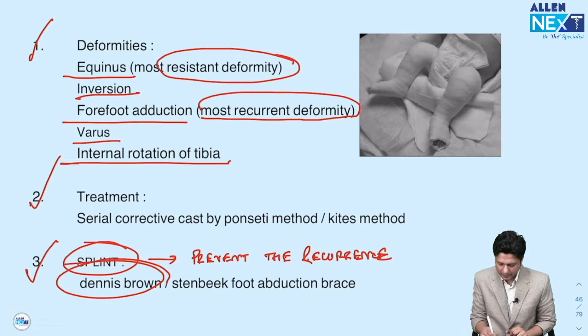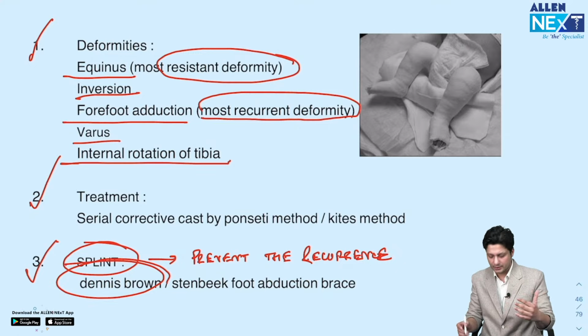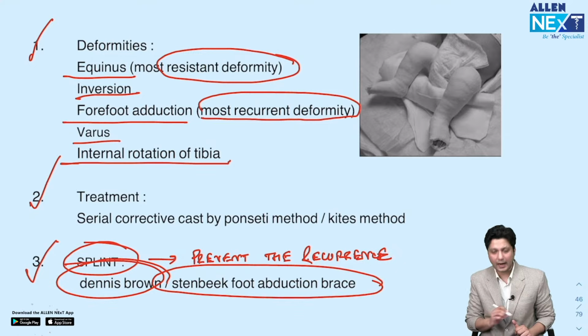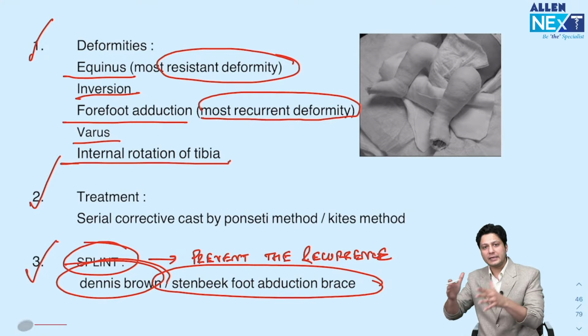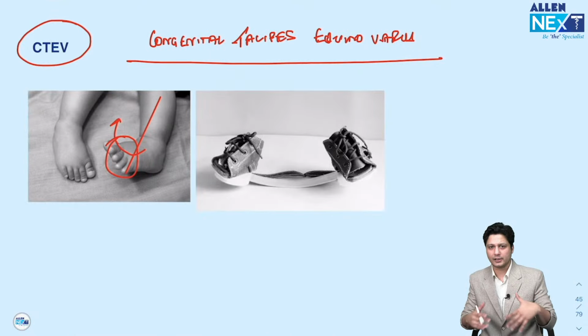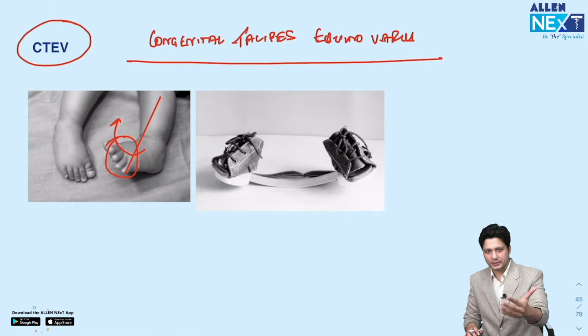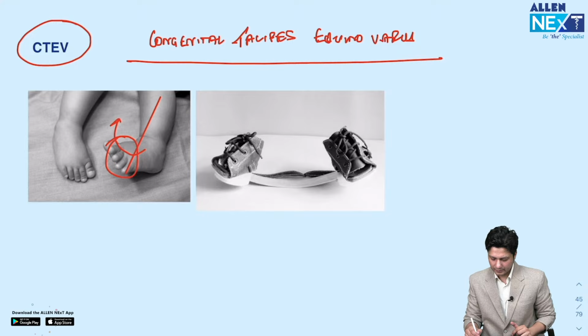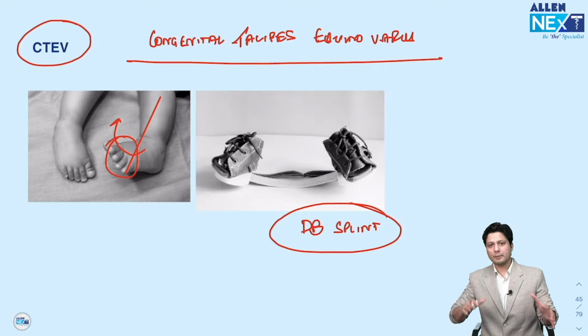One is the Dennis Brown splint. Already you are aware of the nomenclature. And the second one is the Steenbeek foot abduction brace. This SFAB is a slight modification of the DB splint. Highly unlikely to be asked, so you don't go too much into the details. This is how the Dennis Brown splint looks. All right. So this is also a question.